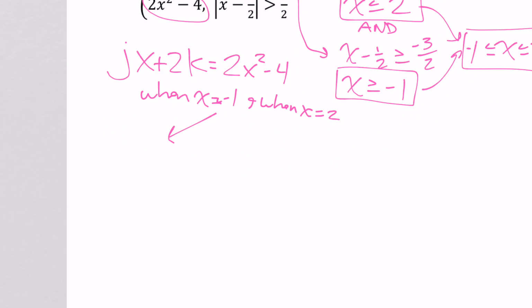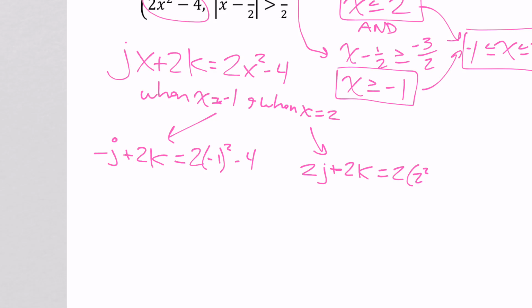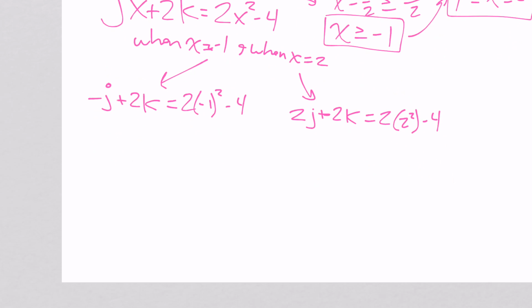So let's come up with our two equations. When x equals negative 1, well, j times negative 1 is negative j, plus my 2k, equals 2 times negative 1 squared minus 4. And when x equals 2, well, j times 2 is 2j plus 2k equals 2 times 2 squared minus 4. So, let's simplify it. Negative j plus 2k equals 2 times negative 1 squared, which is positive 1. Positive 1 times 2 is 2. 2 minus 4 is negative 2.